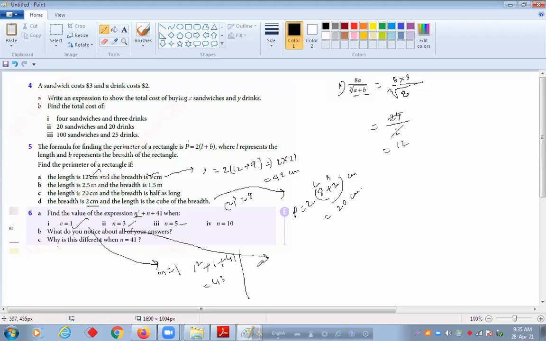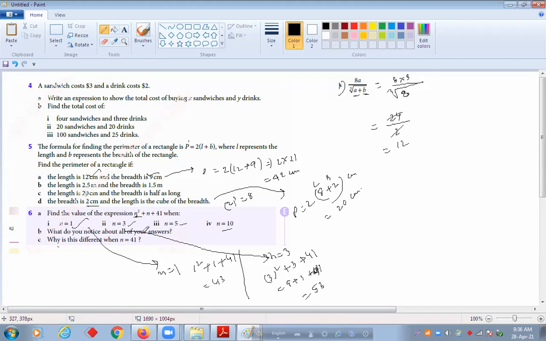This is the n equal to 1 value. Now I'm putting here the n equal to 3 value. That n square, that means 3 square plus 3 plus 41. That means 9 plus 3 plus 41. And 9 plus 3 is 12, and 41 plus 12 is 53. Okay, the same way, this and this also.